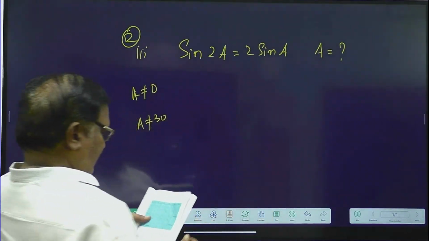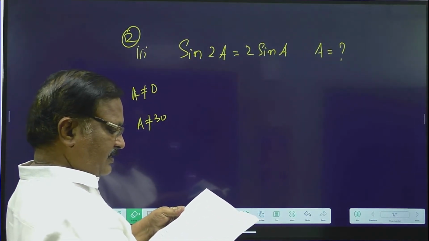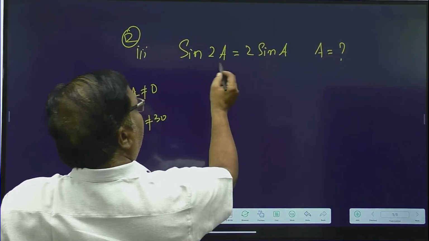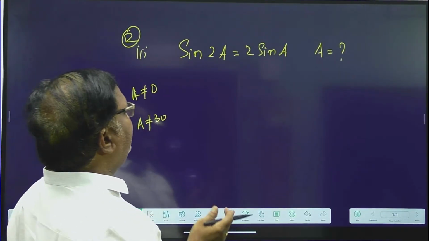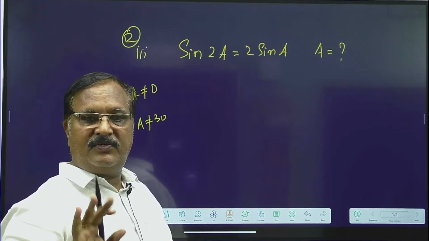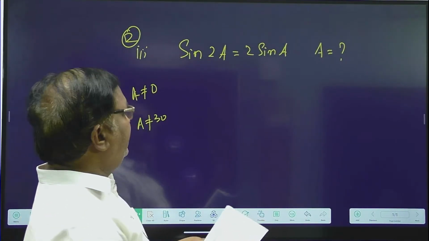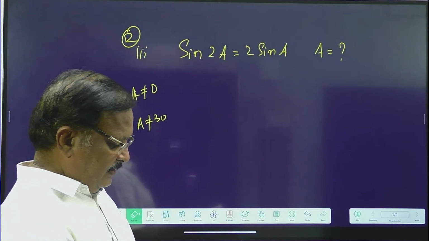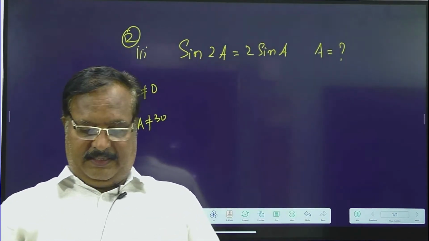What is the third answer? 45 degrees. 2 into sin 45. 2 into 45 is 90, so sin 90 is 1. Left side is 1, right side is 2 into sin 45. That is also not possible. So finally you will be getting 60 degrees. So this is how you have to do it.